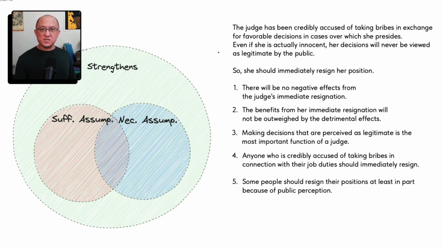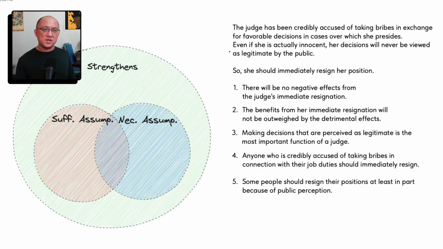So one thing I'm noticing here is, well, we don't get a premise that tells us when someone should resign. So one thing this argument seems to be assuming is that if your decisions as a judge will never be viewed as legitimate by the public, then you should immediately resign. That's one thing the argument's assuming.